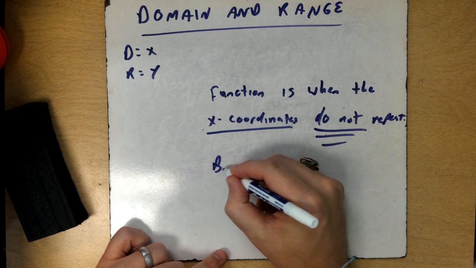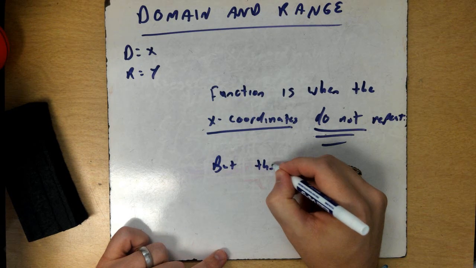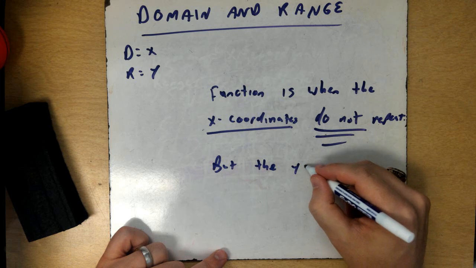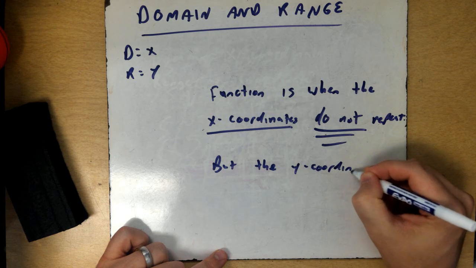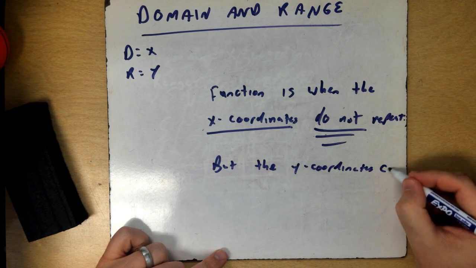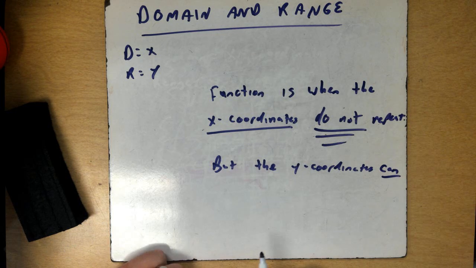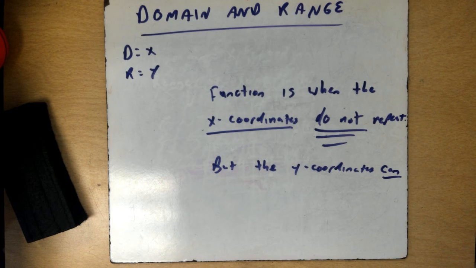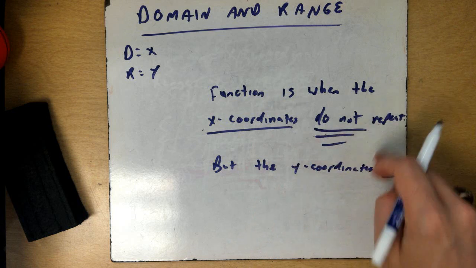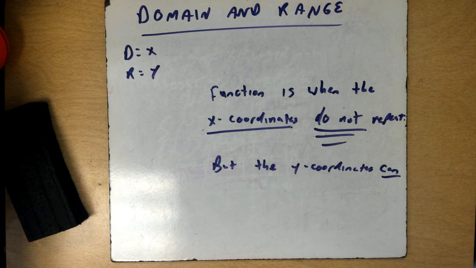But the y coordinates can. So what does this mean? What does it mean that the x's do not repeat but the y's can? Let me give you an example.